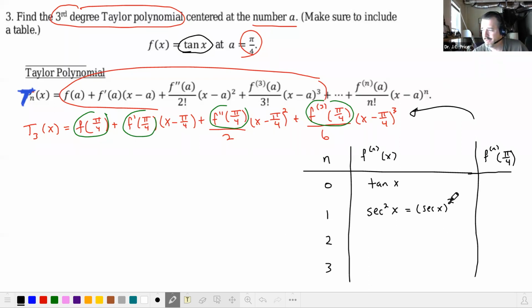So for the next derivative, the 2 is going to come down. I get 2 times secant x, and then don't forget, you have to multiply by the derivative of its inside. The derivative of secant x is secant x tan x. So this is equal to 2 times secant squared x tan x.